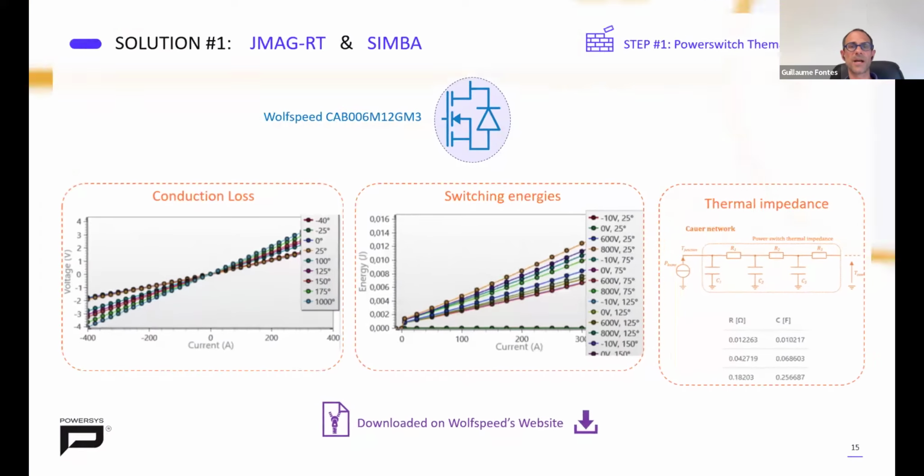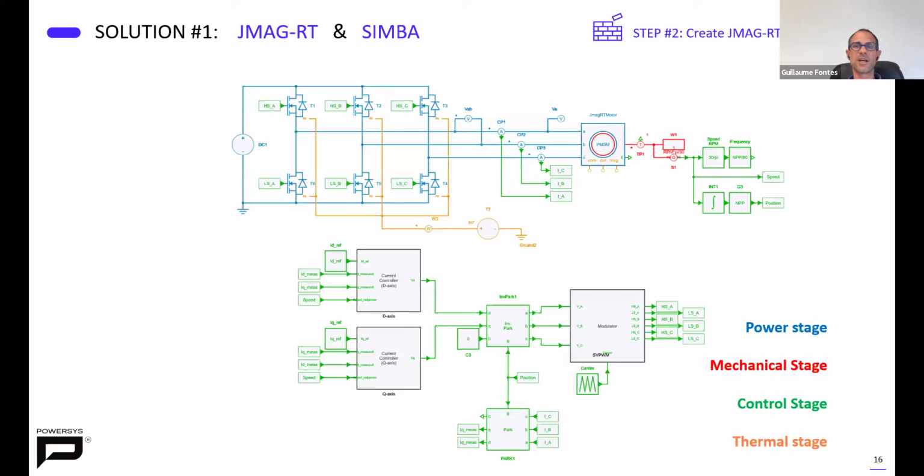So now let's go back to the global design to discover step 2. Step 2 deals with the JMAG-RT model integration into this complete SIMBA model. Here you can see in red the PMSM block. This block wraps the JMAG-RT model, which is, as I already mentioned, lookup tables which provide the dependence of the flux, inductance, and torque loss on the current and the rotor position.